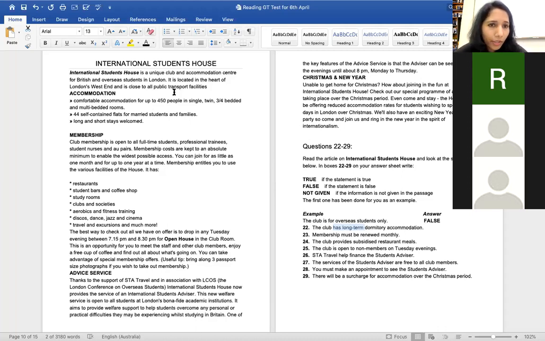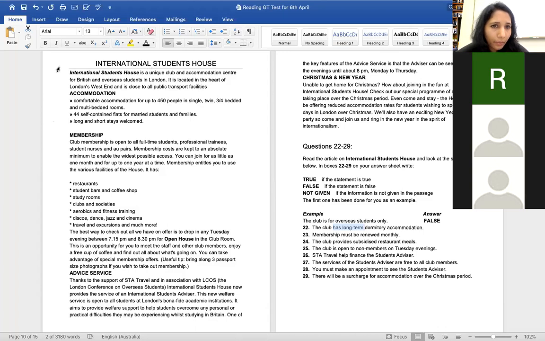So we go looking for it. If you are a fast reader, for this question, I suggest skimming first and then reading the question. But if you're not a very fast reader, then just go scanning for the answer or skim through while finding the answer. Long-term dormitory accommodation. So we found accommodation was over here.